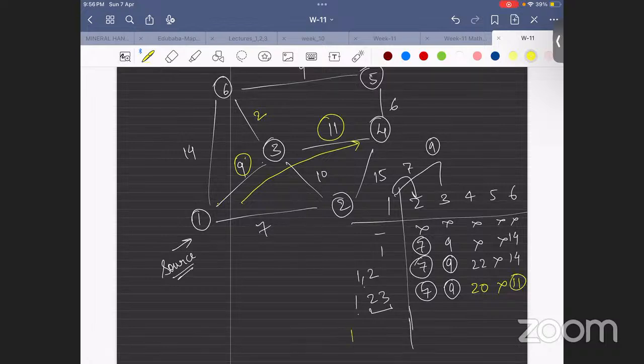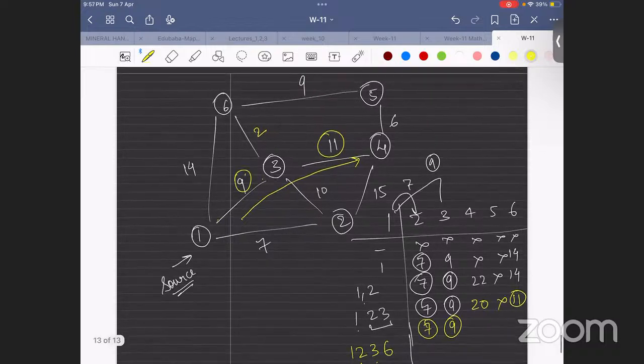So 1, 2, 3, 6 you have taken, right? So now you can use 2, 3, 6 to reach it to 4, 5. So 7 is done, 9 is done, can you reach it to 4 using 2, 3, 6?